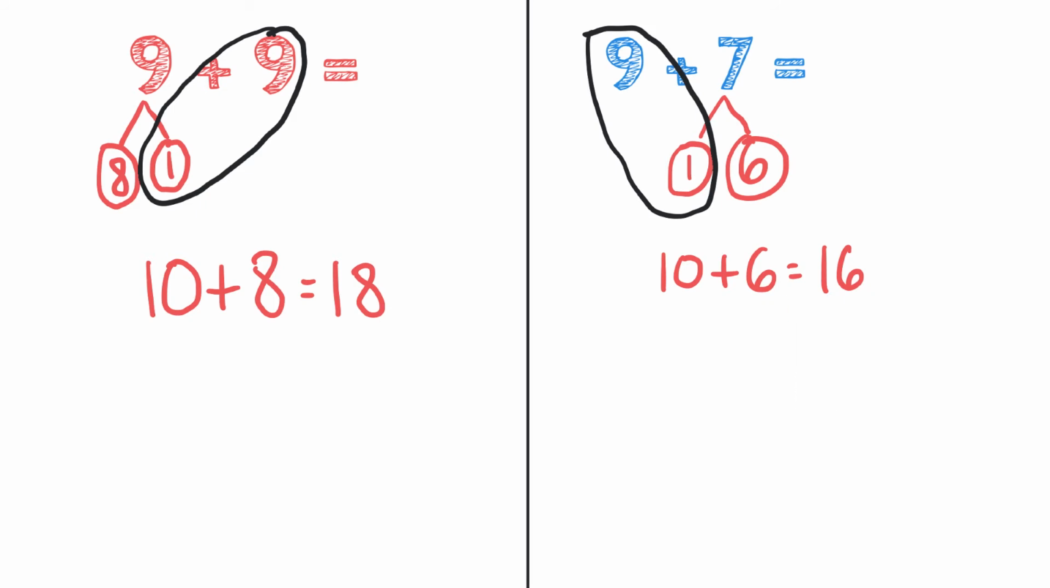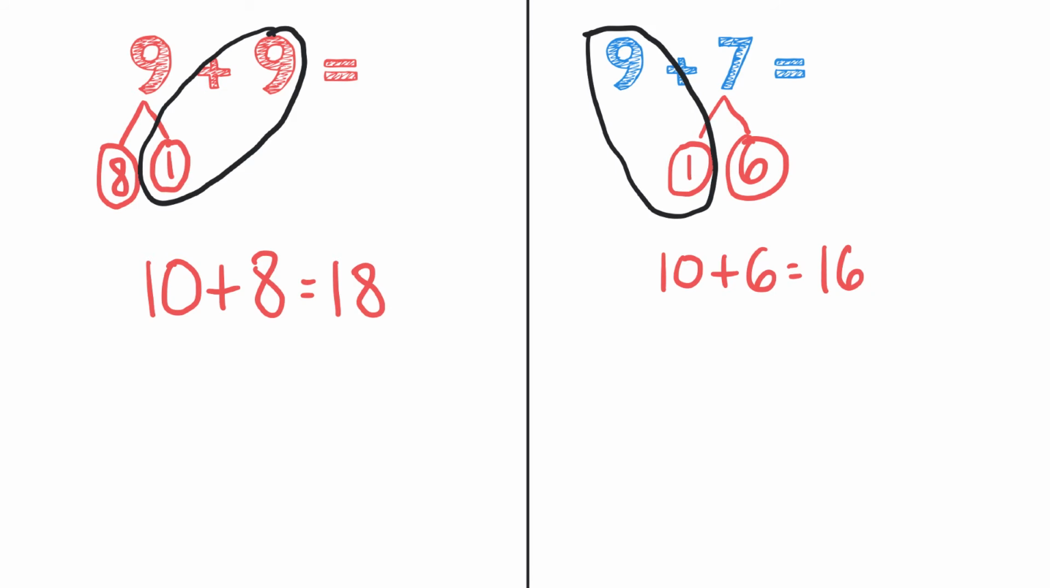And boys and girls, I know some of you are also seeing this pattern. Some of you are seeing that, 9 plus 7. Well, 1 less than 7 is 6, 16. 9 plus 9. 1 less than 9 is 8, 18. If you don't see that pattern yet, that's okay.